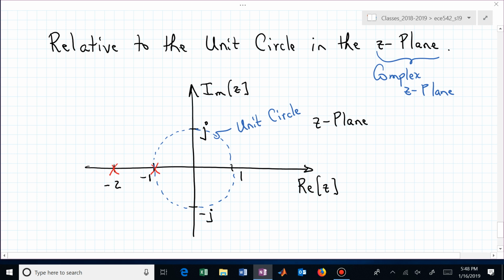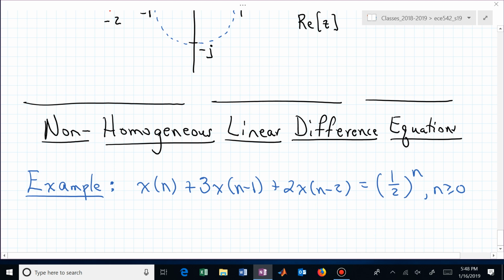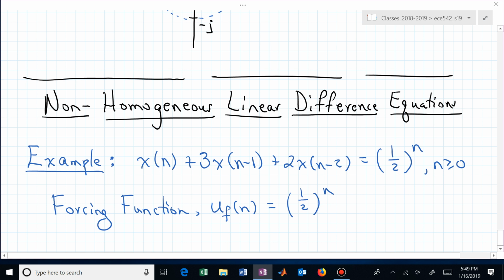Any questions on that review? That should be getting us now back up to speed and ready to go into the non-homogeneous linear difference equation, and to make the transition maybe smoother, let's go ahead and just keep the same underlying difference equation, but now let's drive it or force it with an input that now looks like 1/2 to the n. Or now our forcing function, our external input, let's say u sub f of n, is now 1/2 to the n.